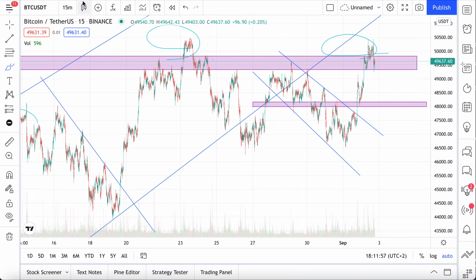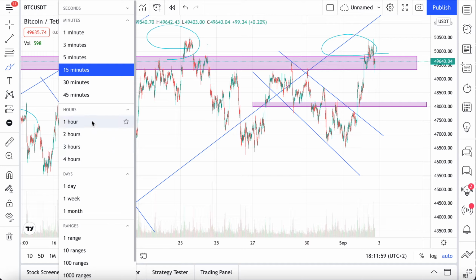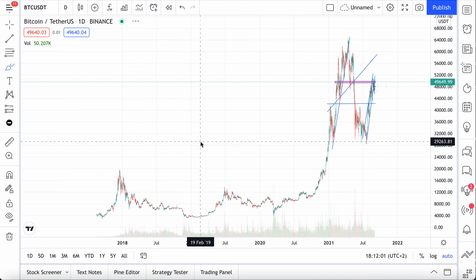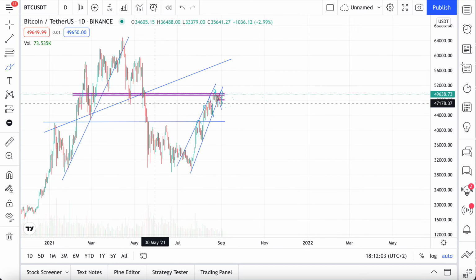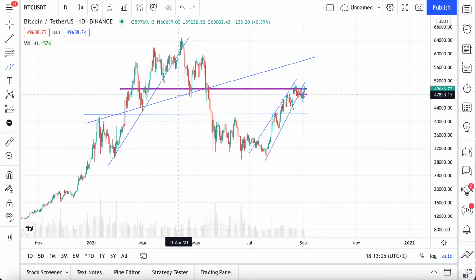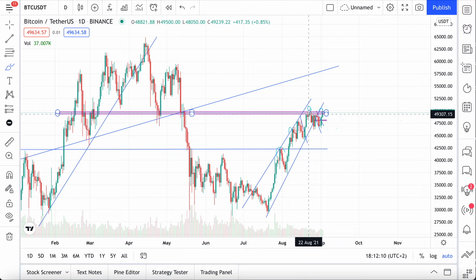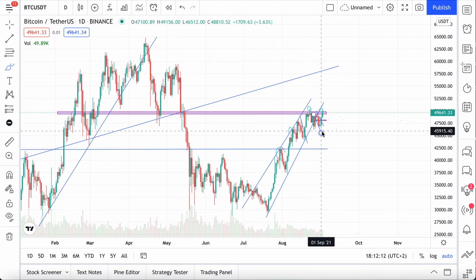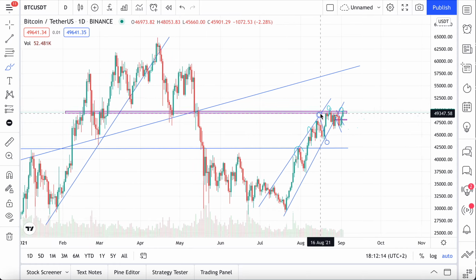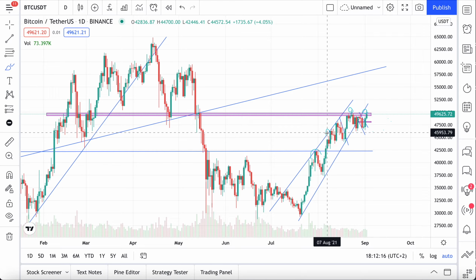Look at it. If you just take a look at this, let's put it even on the daily so we get a better view. Look at it. This box is the main thing that all the eyes were watching while we were at 50,500, and we failed to break it. We came down all the way and now we are back. We are in a worse position than before.